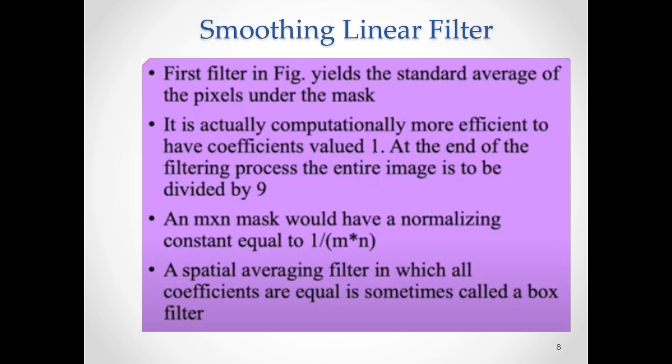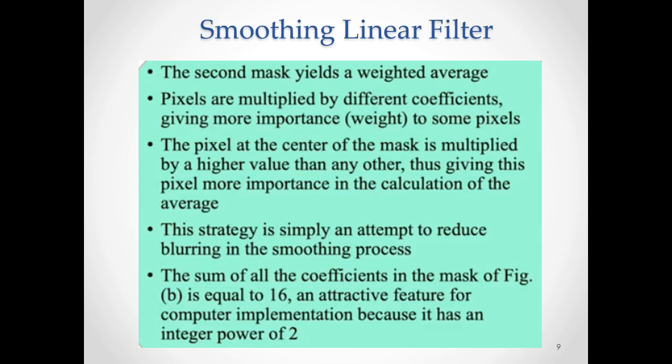Here figure A is an example that produces the standard average of pixels under the mask. It is computationally more efficient to keep the coefficient values as 1, and at the end of the filter processing, the entire image is divided by 9. Generally, an m cross n mask is normalized by a constant value equal to 1 by m cross n. Similarly, 3 cross 3 is normalized to 1 by 9. A spatial averaging filter in which all the coefficients are equal is sometimes known as a box filter.